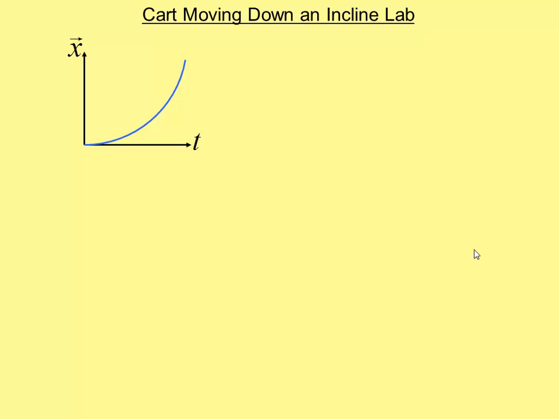So, we're going to use here as our paradigm the cart moving down the incline, as we're still working on here. And we graphed the position as a function of time, right? Position, one-dimensional position, and we got a parabola. So, let's talk about the slope of this graph.